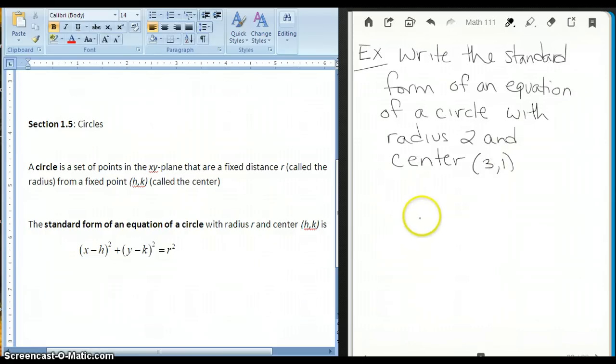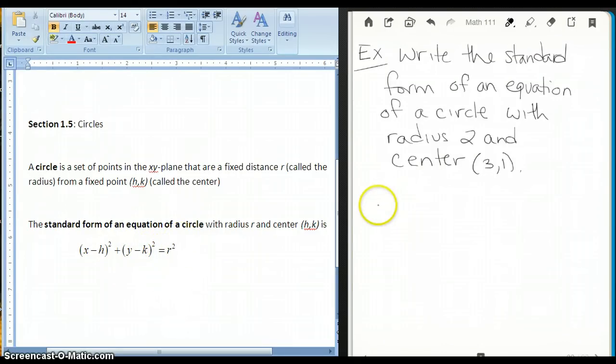All right. So remember, the two pieces of information we have to know to write the standard form of an equation of a circle are the radius and the center. Notice both of those two pieces of information are in fact given to us. So all we have to do is plug in the parts in the correct places and we'll have the equation. Remember, x and y are the variables, (h, k) are the coordinates of the center, and r is the radius.